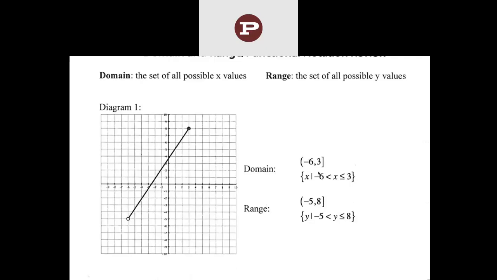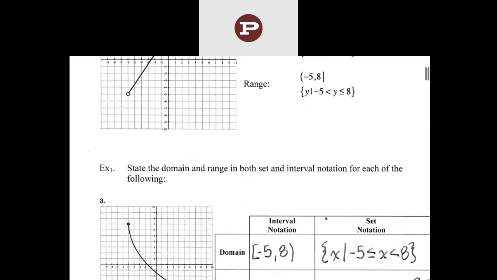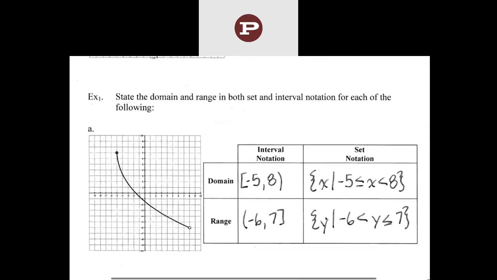The one below it is set notation, which is usually some number less than x, less than another number. Sometimes it might just be greater than or less than only, and sometimes it's all of the real numbers. So we'll get to those kinds of examples. And then range, same idea, interval and set notation. So you guys can try example 1A on your own.